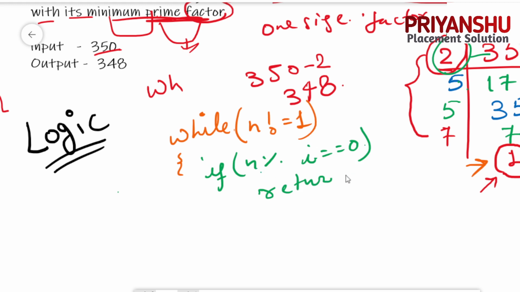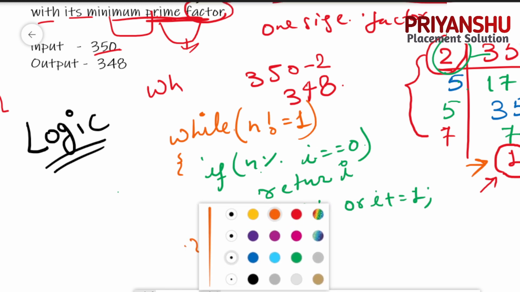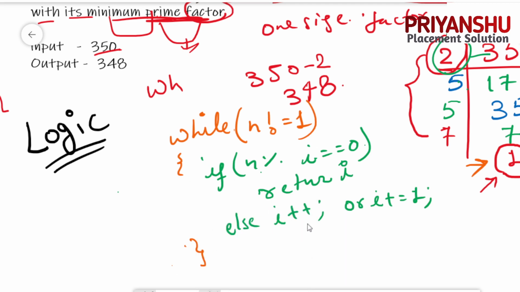So return what we need, return i. Else i plus plus, or i plus equal to 1, both are the same. Clear? And the loop body is closed. So guys, I hope this question is clear to you. And if you have any doubt, you just comment, no problem.